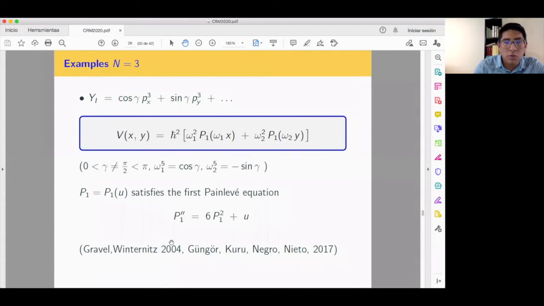And this result was found by a different approach, first by Gravel and Winternitz in 2004, using one-dimensional algebras, system algebras in one dimension. Gungor, Kuru, Negro, and Nieto re-derived the same potential 3 years ago.